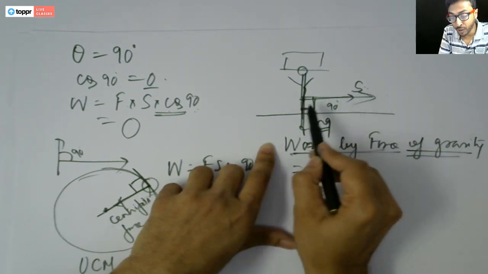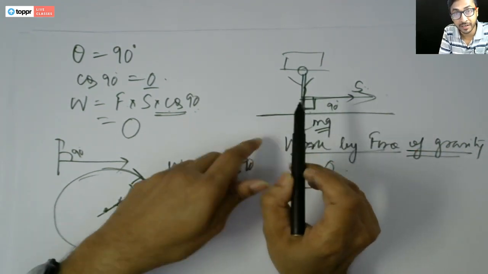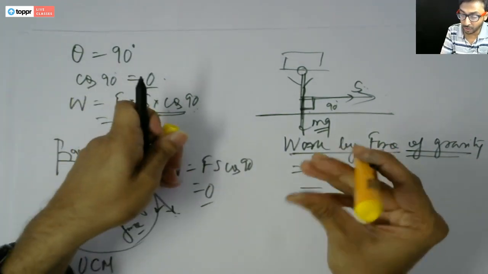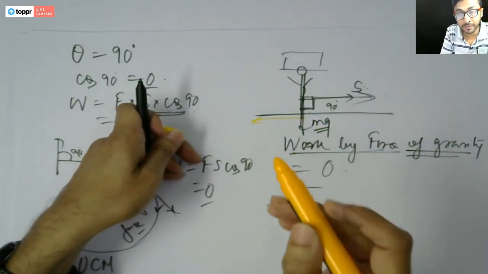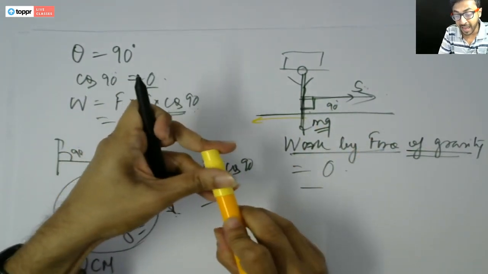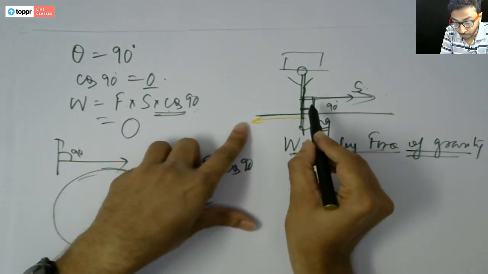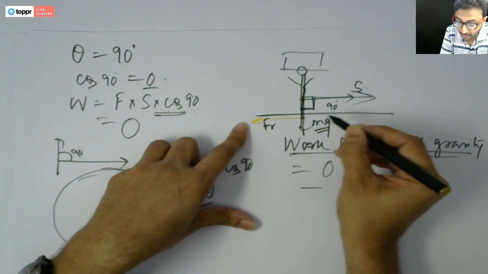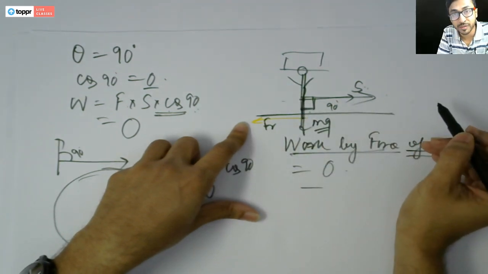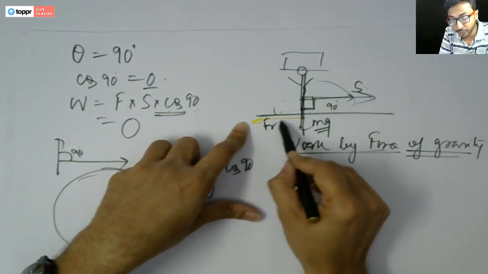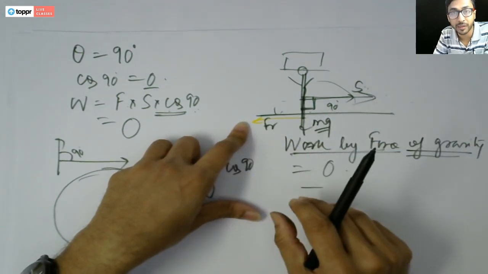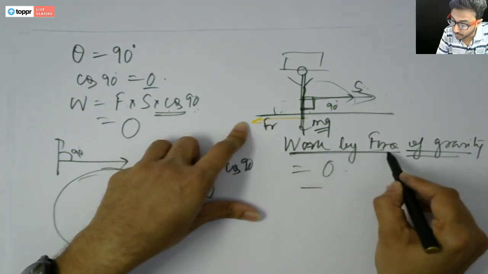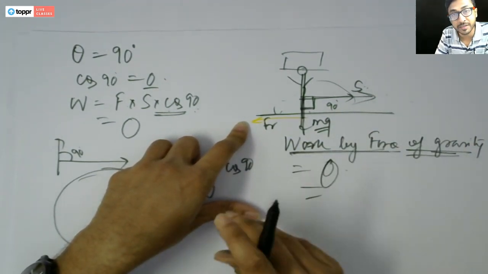The man is walking on the road and the road has friction, and you know the friction opposes the motion. So the work is being done by the force of friction, and the displacement is in the opposite direction. So we can say force of friction times this displacement, then we are calculating the work. But the work done by the force of gravity is 0.